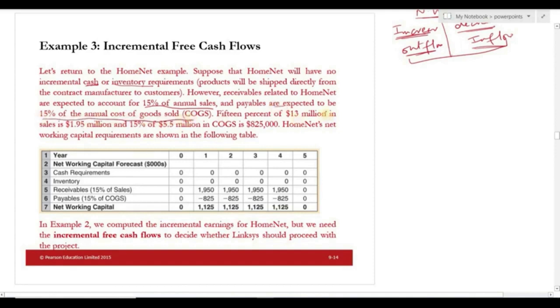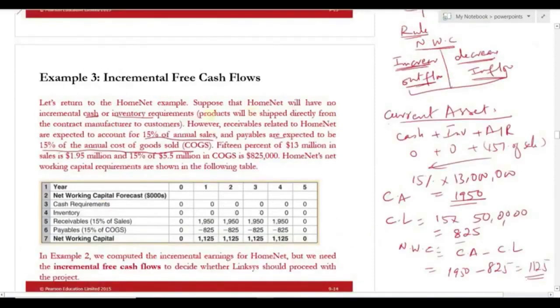Now if you see, receivables are expected to be 15% of annual sales, and payables 15% of the annual cost of goods sold. So current assets are equal to cash plus inventory plus accounts receivable. So cash, inventory, receivables are 15% of the sale. 13 million multiplied by 15% is 1950. So that is in year 1, year 2, year 3, year 4. Because it will continue for year 4, the project life is 4 years, not 5 years. Five years is the asset life.